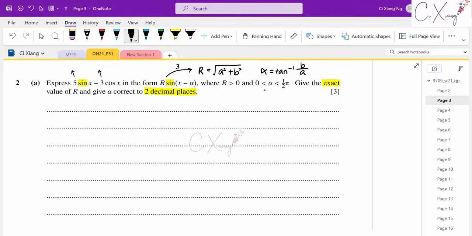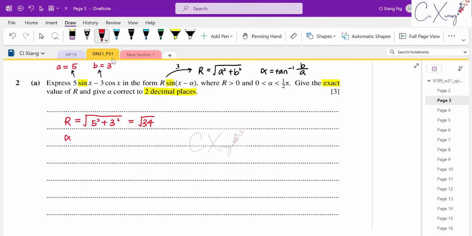Okay, so this question is very straightforward and simple, so you can just straight away substitute into the formula. In this case, our a is equal to 5, and our b is equal to 3. If you want to put it as negative 3 also can, but because for alpha I want to get it in the first quadrant, usually I will just assume that it is a positive value. So I will start with R. R will be the square root of a squared plus b squared, so square root of 5 squared plus 3 squared. If you didn't make any careless mistake, you should have square root 34.